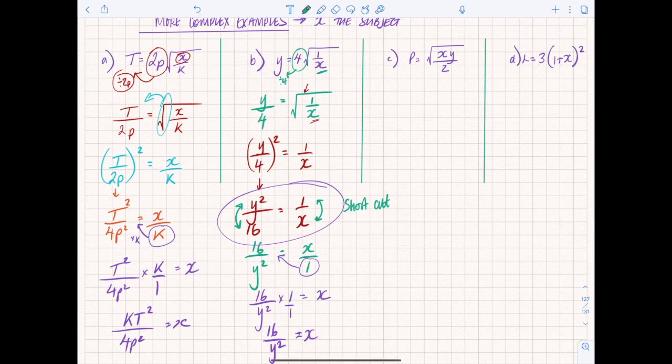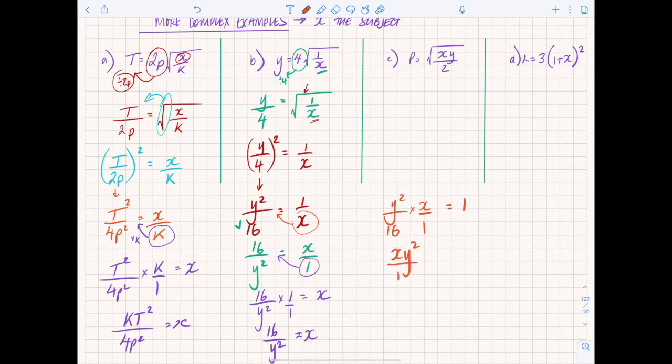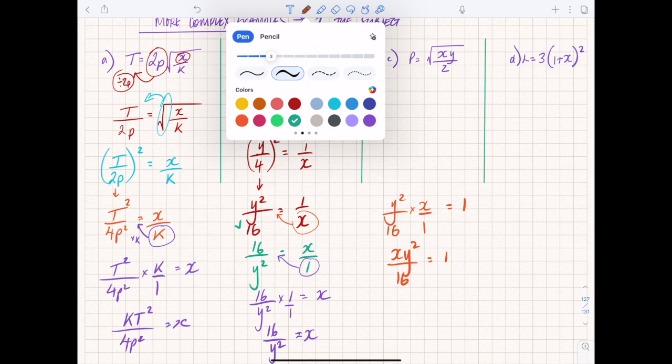It's a bit of a cheat, because effectively what you're actually doing, if I go through the full process, is, to get rid of the divide by x, I'm taking it over there and it becomes y squared over 16 times by x. And that becomes x over 1, which is equal to 1. So I end up with x y squared over 16 is equal to 1. And then I'd need to go through the process to get x on its own there again. So I'm making a lot more work for myself.